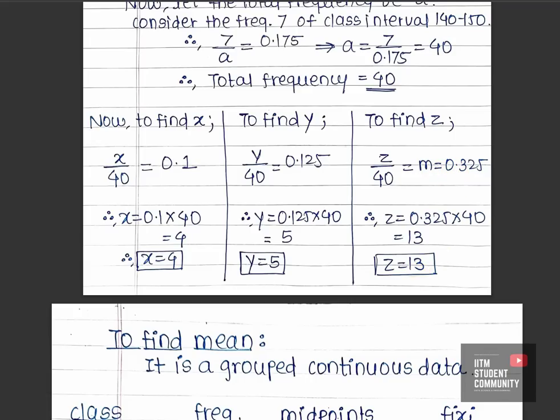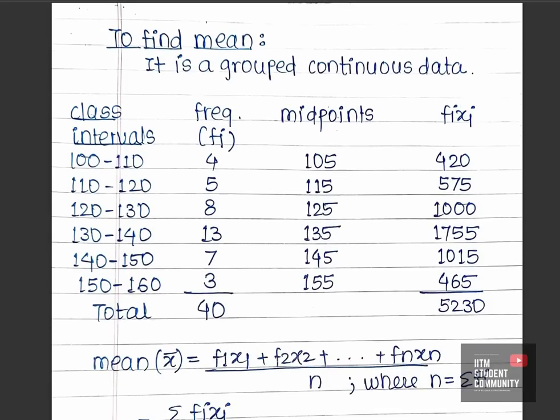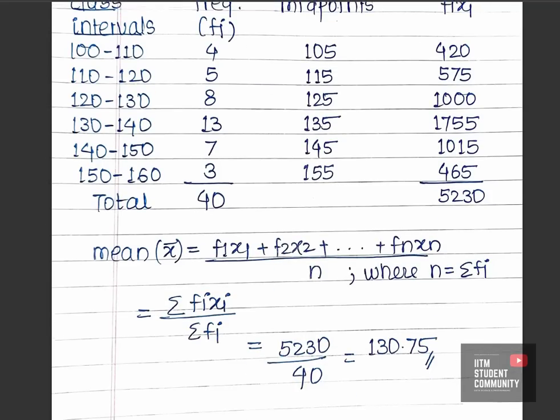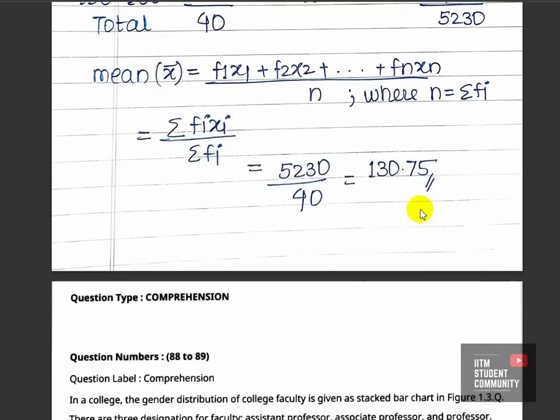Now in the question they have asked us to find the mean, which is done the same way as in the earlier question. It is grouped continuous data. We write down the class intervals, we have found the corresponding frequencies, then we find the midpoints and multiply them by the corresponding frequencies. The formula for mean for continuous grouped data is summation fi xi upon summation fi, which is 130.75.